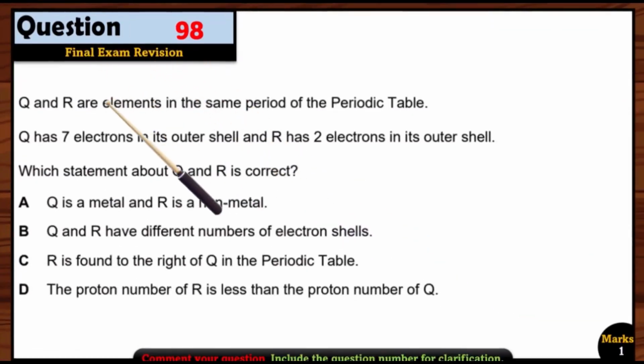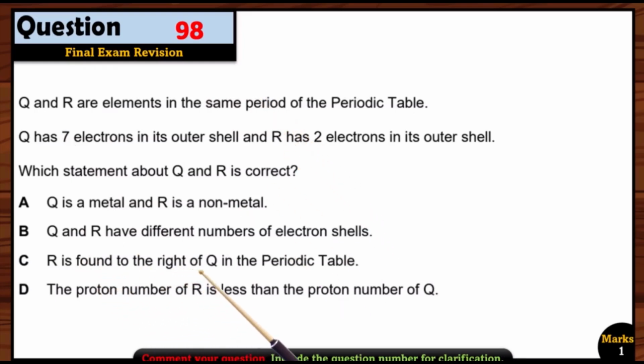Question 98. Q and R are elements in the same period of the periodic table. Q has 7 electrons in its outer shell and R has 2 electrons in its outer shell. Which statement about Q and R is correct? So if it has 7 electrons, it means it belongs to group 7 and it is a non-metal. So Q is a metal. That's wrong. Q is a non-metal. Okay. Q and R have different numbers of electron shells. Wrong. Because they are in the same period. The information is given here. So it means they have the same number of electron shells.